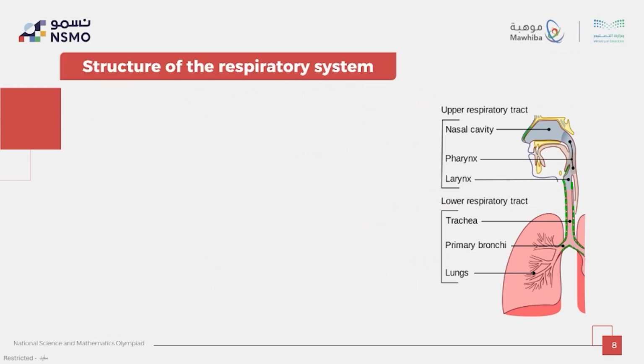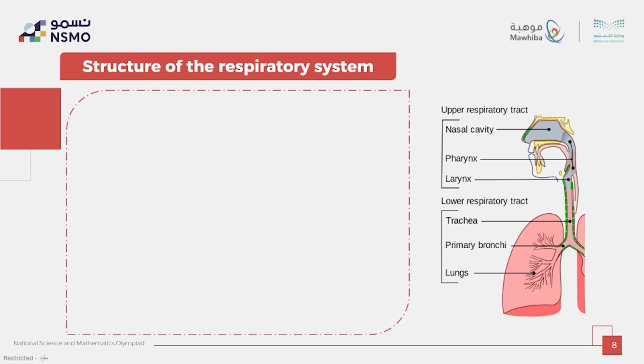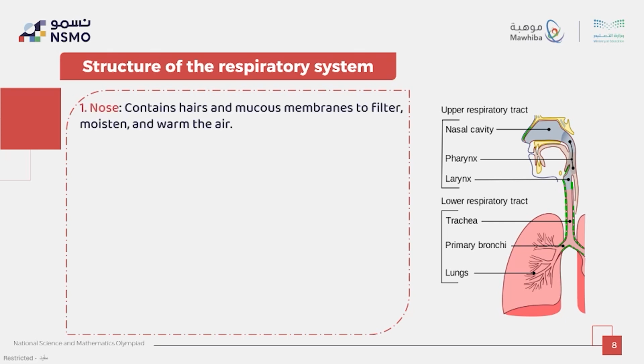Okay, guys, this slide builds on what we learned earlier about the respiratory system and how air travels through your body. Let's follow the journey of air step by step. The first thing here is the nose. This is the entry point. The nose filters dust, moistens the air, and warms it so it's safe for the lungs. Okay, this is the first one.